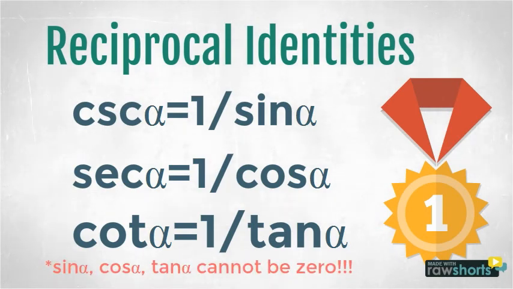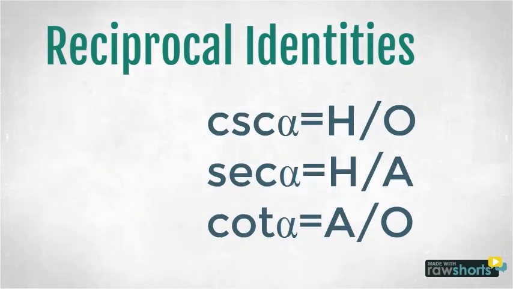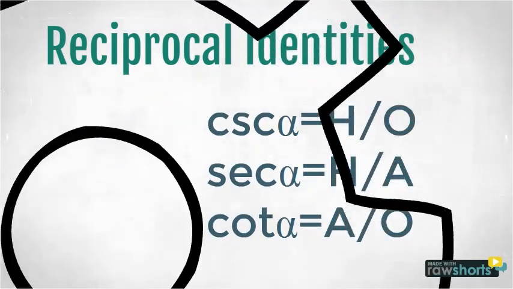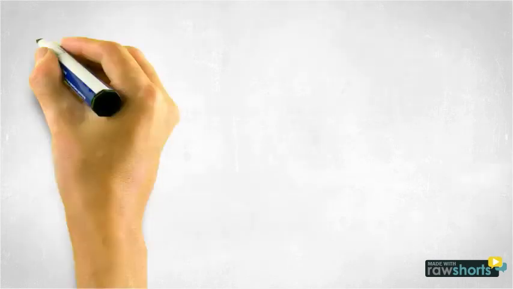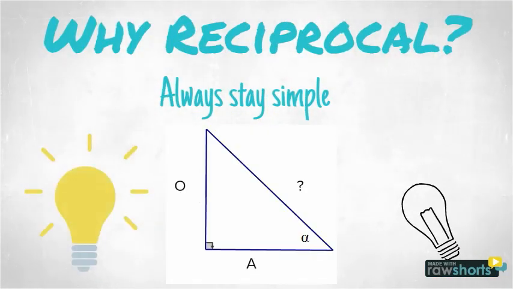But always remember, sine, cos, and tan cannot be equal to 0. And finally, cosecant is H over O, secant is H over A, and cotangent is A over O. Why do we need reciprocals? It's simpler. If you want to try to find the hypotenuse of a triangle, reciprocal is the best way.